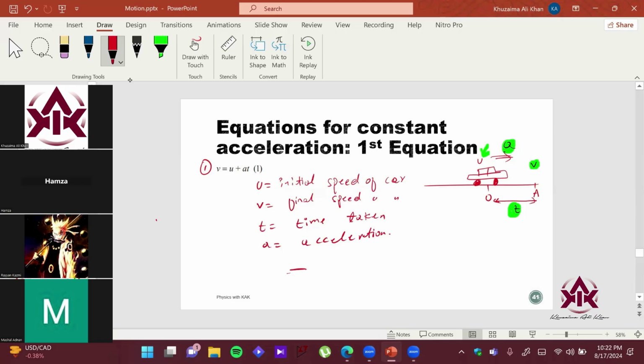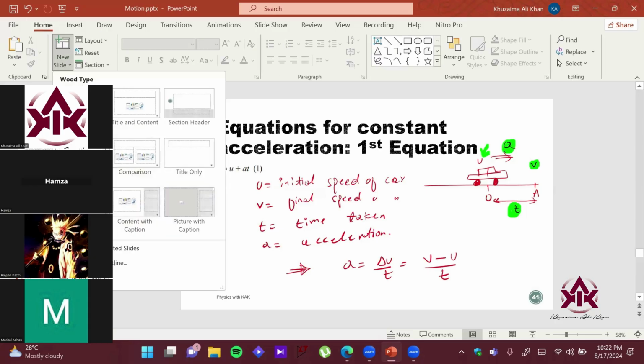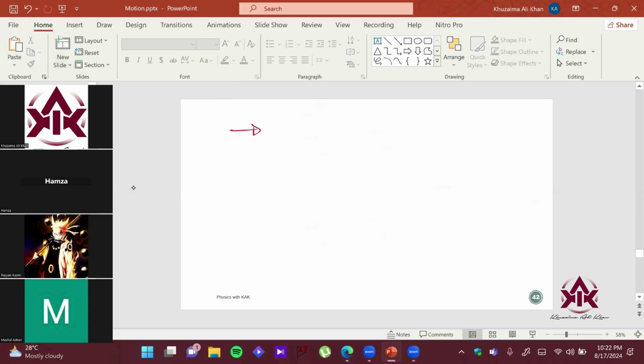If you recall from your past life, which we have studied, what is acceleration? It is change in velocity upon time. And change in velocity is final velocity minus initial velocity upon time. We have seen this before. So now let me insert an empty slide. Okay, so you have this equation in hand, that is acceleration equals v minus u divided by time.